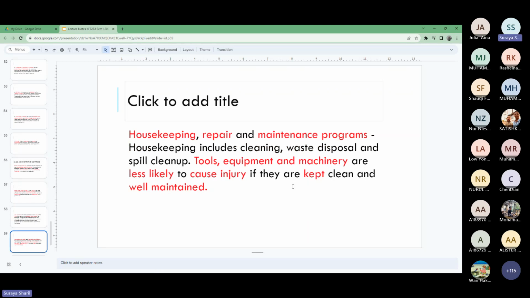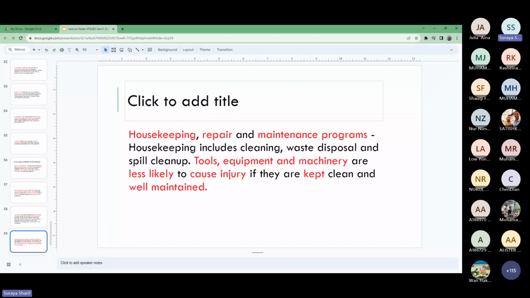Housekeeping, repair and maintenance program. Housekeeping include cleaning, waste disposal and spill cleanup. Tool, equipment and machinery are less likely to cause injury if they are kept clean and well maintained.